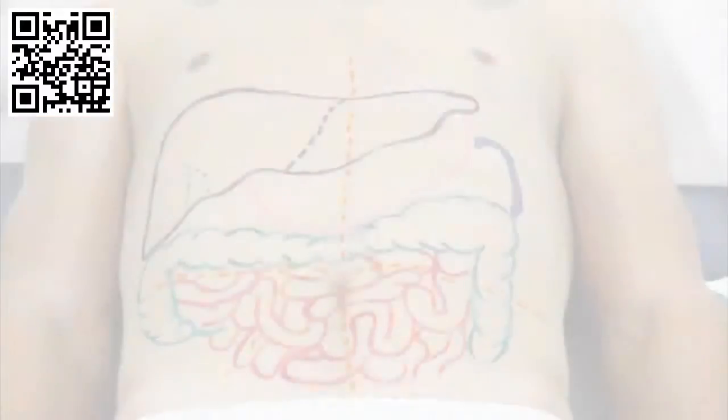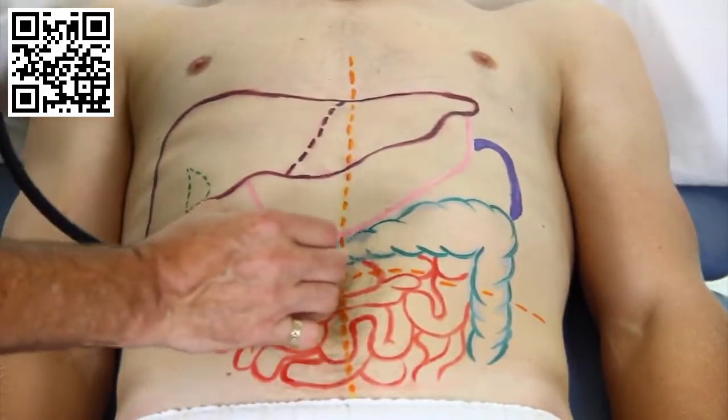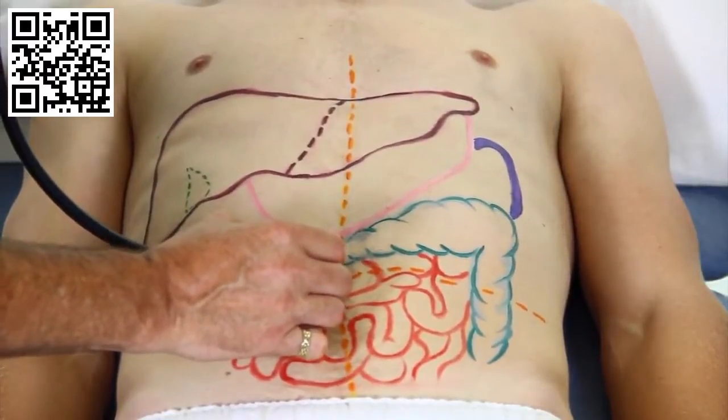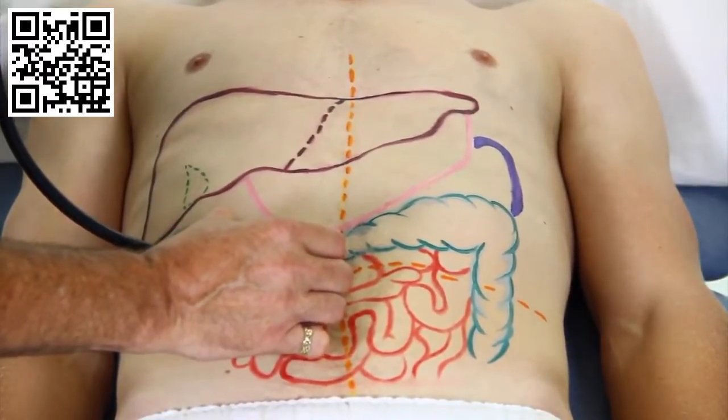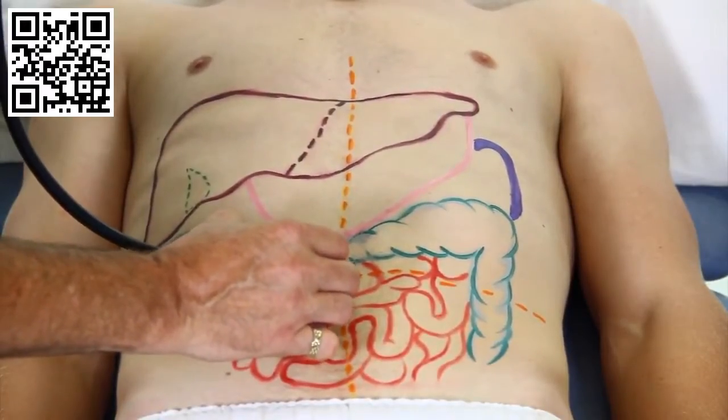distension. The next step is to auscultate for bowel sounds. These are heard as gurgles or clicks and can occur between 5 and 35 times a minute. The absence of bowel sounds can only be confirmed after 5 minutes of continuous listening.